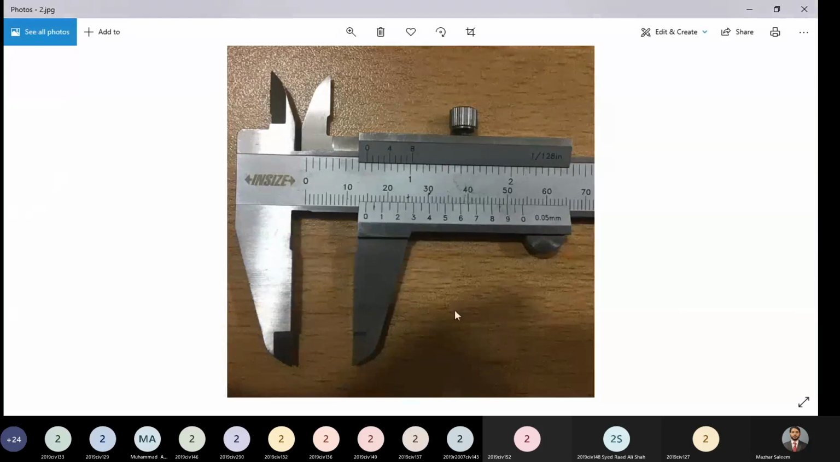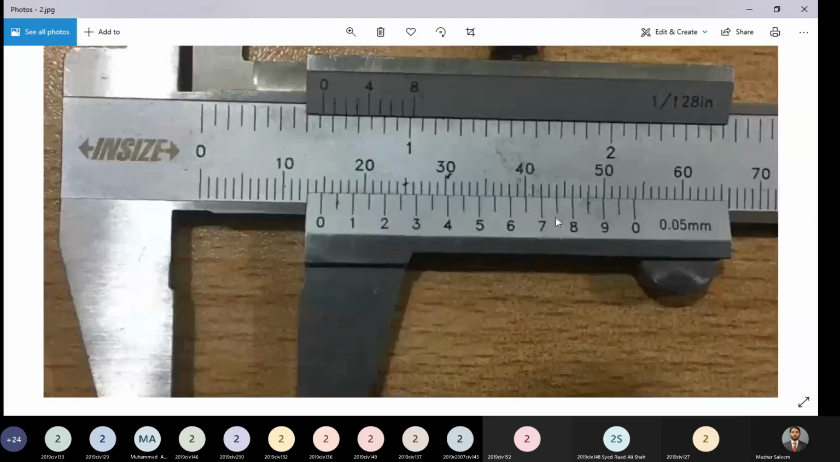Okay, let's come back to the reading. In this case, our main scale reading is 14 millimeters, and for the vernier scale reading, I think this line, which is present between the graduations 7 and 8, is perfectly coinciding with some line of the main scale. In this case, we are not concerned with which line of the main scale, we are concerned with which line of the vernier scale is coinciding with any line of the main scale.